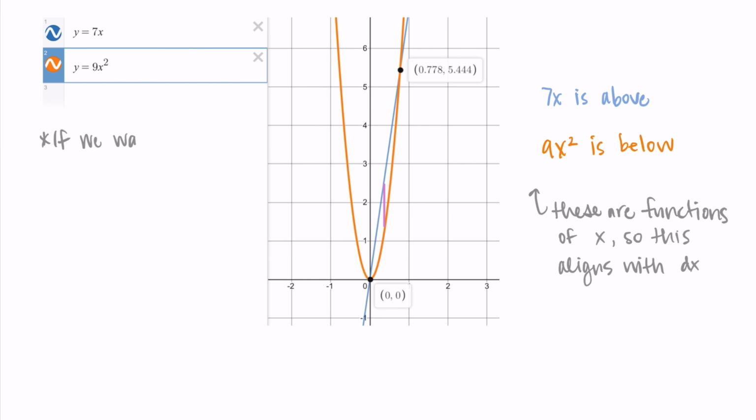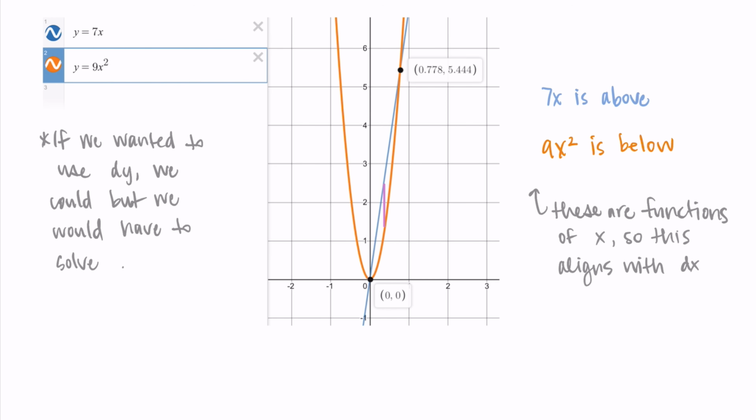Just to note, we really could use dy here if we wanted to, so we could look at maybe horizontal rectangles with 9x squared as the right function and 7x as the left function, but when we do this, we'd have to solve for x. So we'd have x equals y over 7, and x equals the square root of y over 9. And that just looks a little gunky. That doesn't look very easy to me.